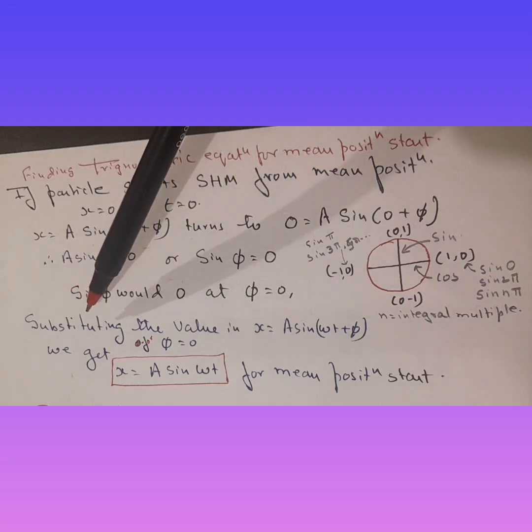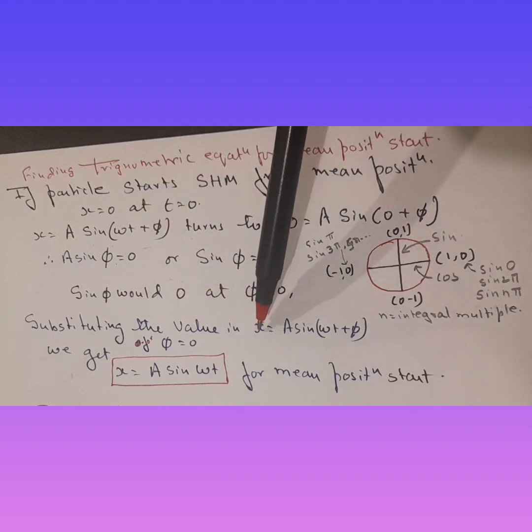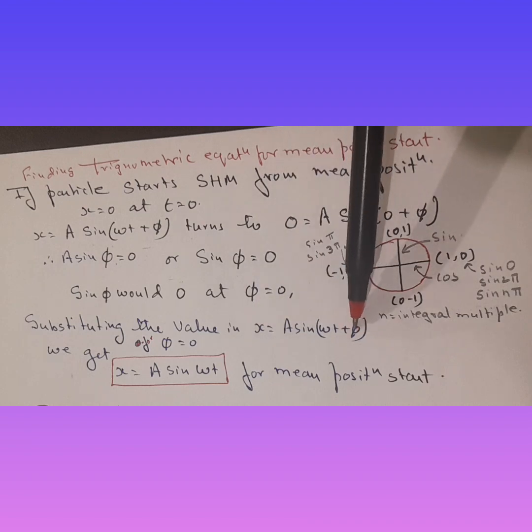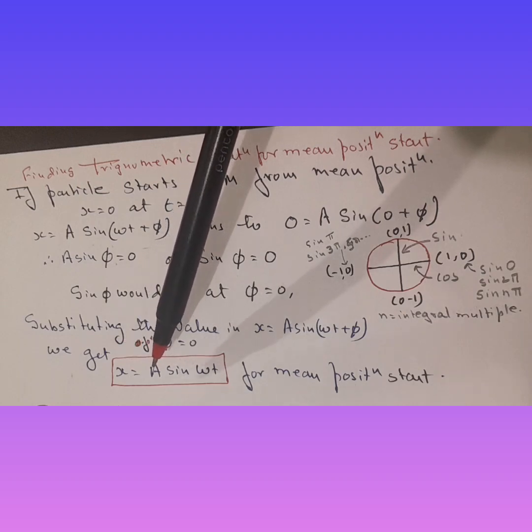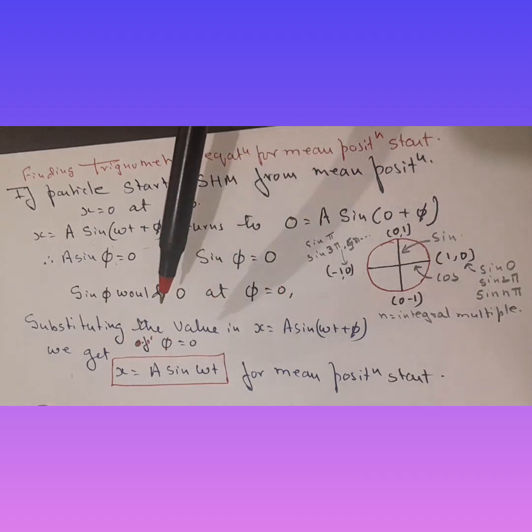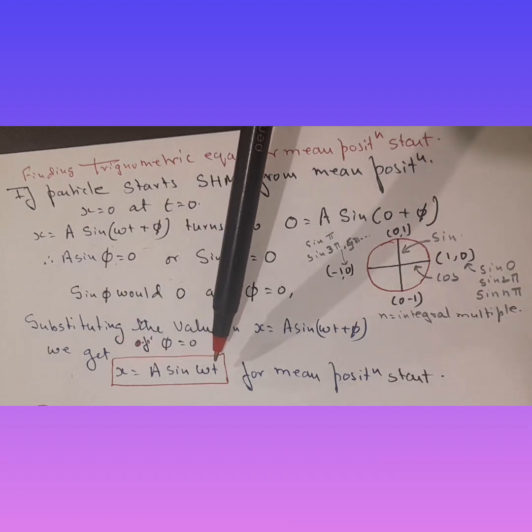So now what do we do? We substitute that in our original equation. When we substitute, phi is 0 when it starts from the mean position. So our equation for when SHM starts from the mean position is x equal to a sine omega t.